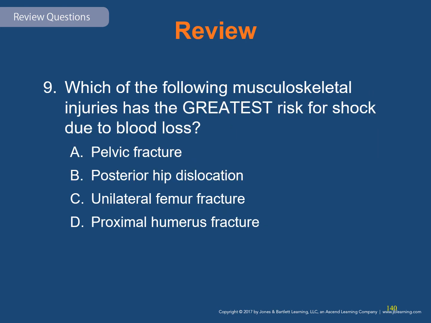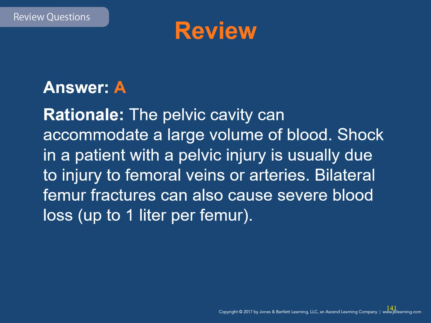Review question 9. Which of the following musculoskeletal injuries has the greatest risk for shock due to blood loss? A. Pelvic fracture. B. Posterior hip dislocation. C. Unilateral femur fracture. D. Proximal humerus fracture. The correct answer is A. The pelvic cavity can accumulate a large volume of blood. Shock in a patient with pelvic injury is usually due to the injury of the femoral veins or arteries. Bilateral femur fractures can also cause severe blood loss, up to a liter per femur.